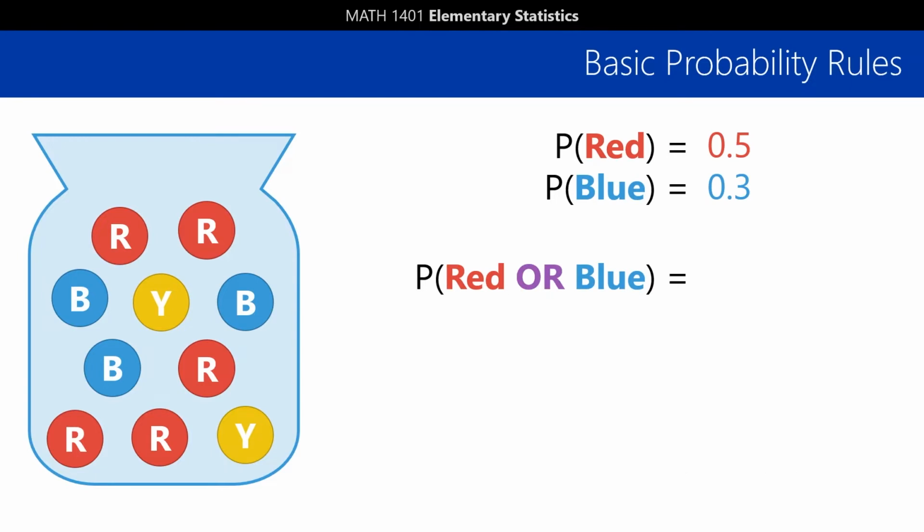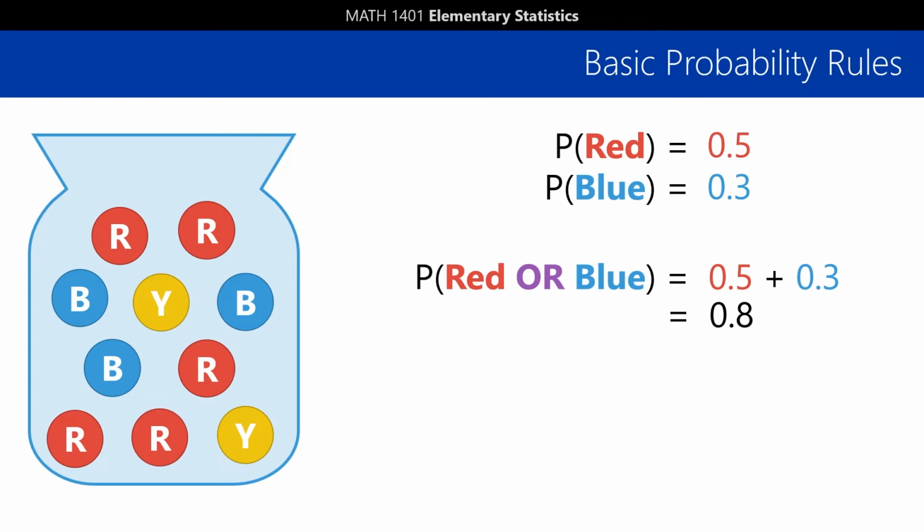Here's a question to start us off. Suppose we reach into the jar and pull out a random gumball. What's the probability that it's red or blue? Well, 5 out of the 10 gumballs are red, and 3 out of the 10 gumballs are blue, so it seems logical to say that the probability of being red or blue should be 8 out of 10, or 8/10, 0.8, the sum of the two probabilities.